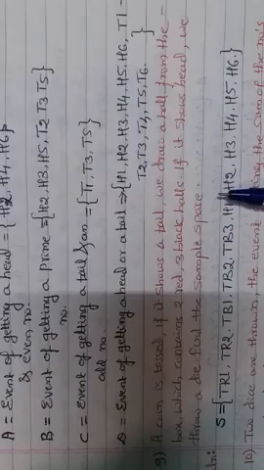Prime number is a number which is divisible by itself only. For example, 2, 3, 5, 7, 11, 13, 17, 19, 23, like this, and so on. What is a prime number? Prime number is a number which is divisible by itself only.